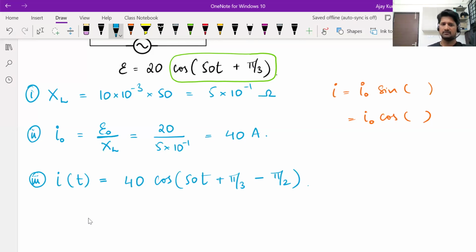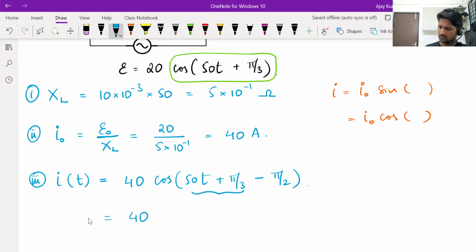That is the current equation. All you need is peak value and an oscillating part. Peak value you got. Oscillating part, take it from the EMF function and make adjustments with the phase. Simple. And you can convert this to other functions if you want.